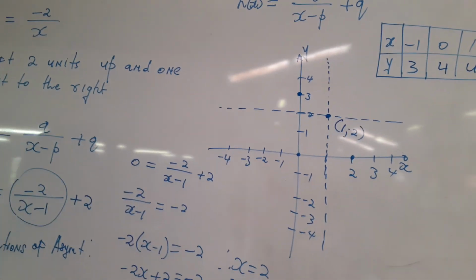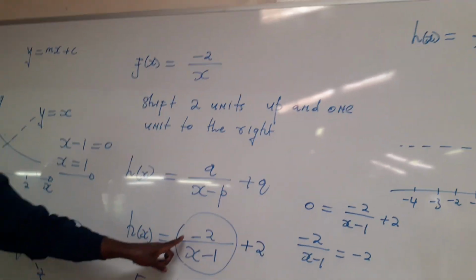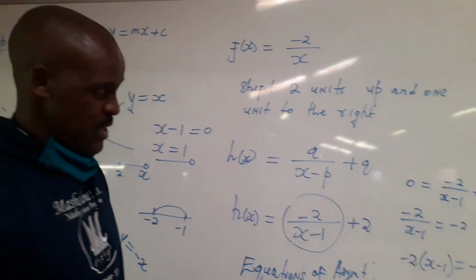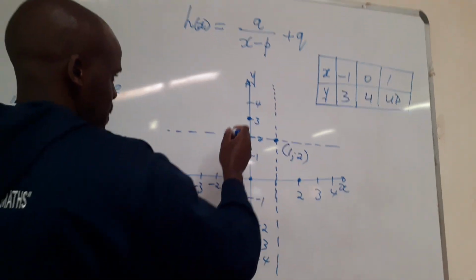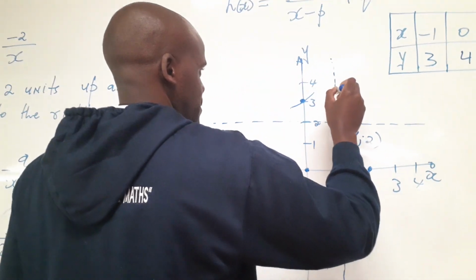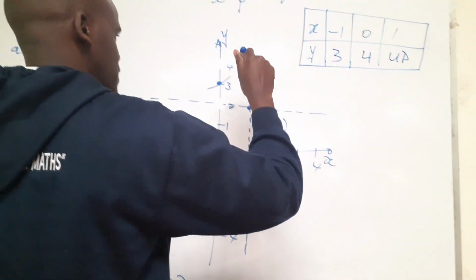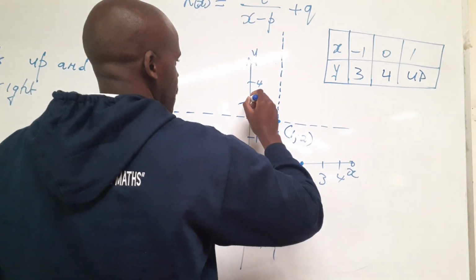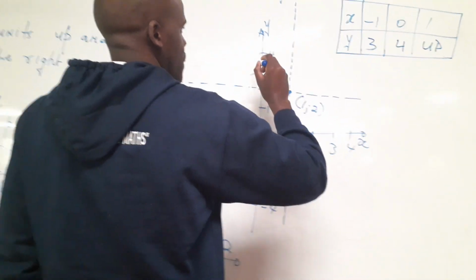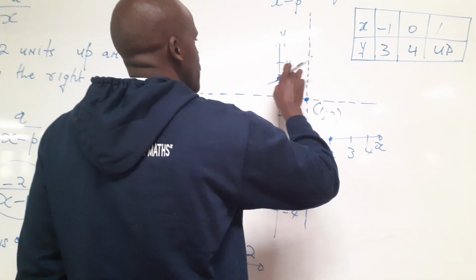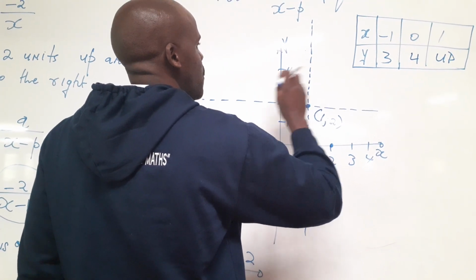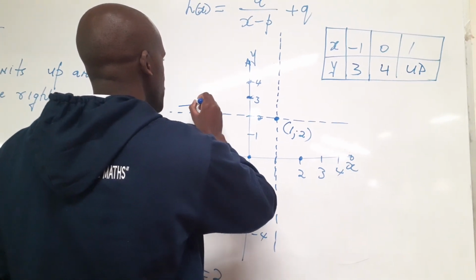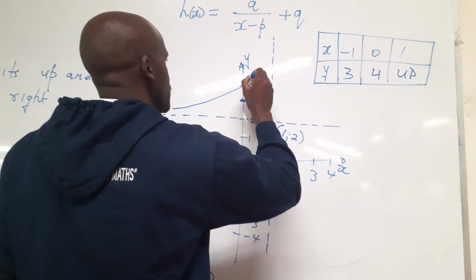Let's now look at the value of a. The value of a is negative, which means our graph is increasing. Therefore, it will be looking like that. Remember, we've got this asymptote, the vertical asymptote. Our y-intercept is 4. Therefore, that's how our graph will go.